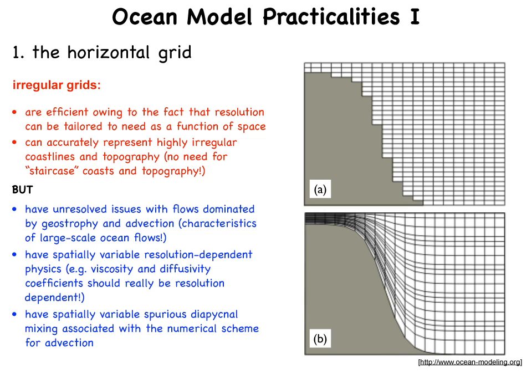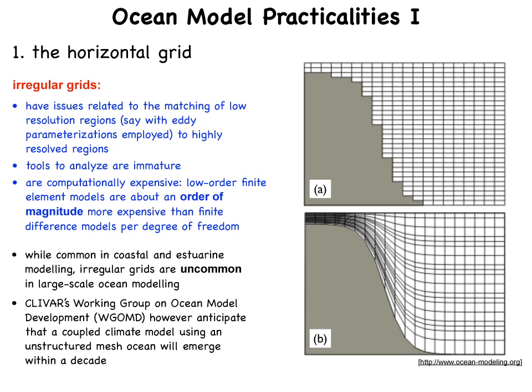In addition, there's this issue in ocean models with what they call numerical diffusion or spurious diapycnal mixing that's associated really with a numerical advection scheme. And in these grids that have variable resolution, you actually have a variable degree of that kind of problem, which is hard to understand the impacts of. The list goes on.